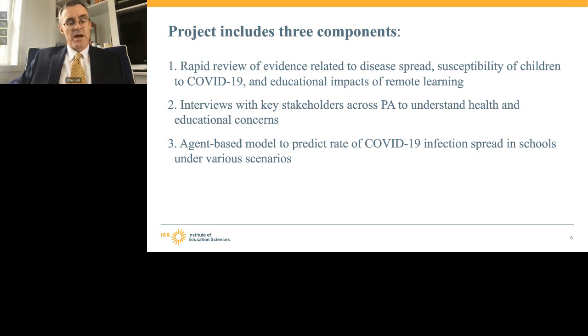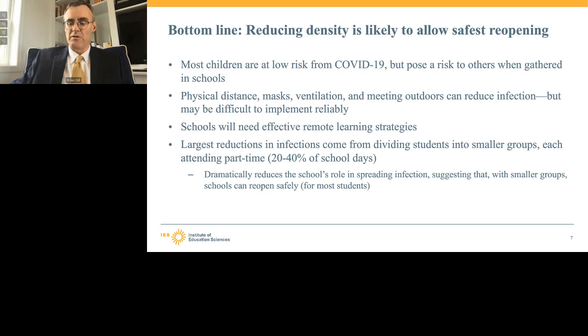considering. So my colleagues Jacob and Danielle are going to talk with you in a minute about the evidence review and stakeholder findings, and then my colleague Ravi is going to talk about the results from the agent-based model in detail. But first, I'm going to give you all a sneak preview of the bottom line findings, the conclusions we came to as a result of undertaking all three of these tasks. And the biggest point is the one in bold at the top of this slide. Reducing density is likely to allow the safest reopening of schools.